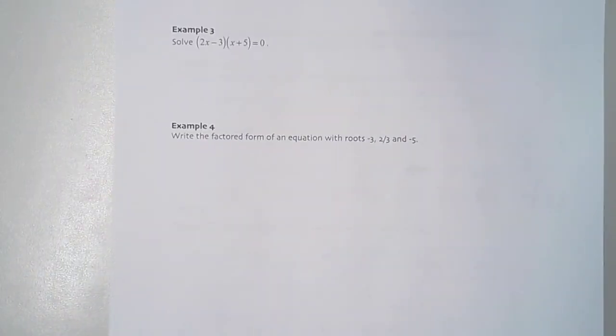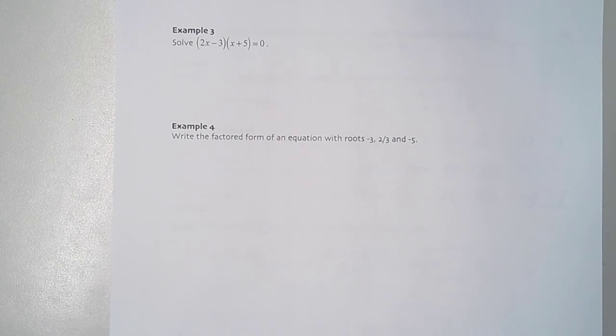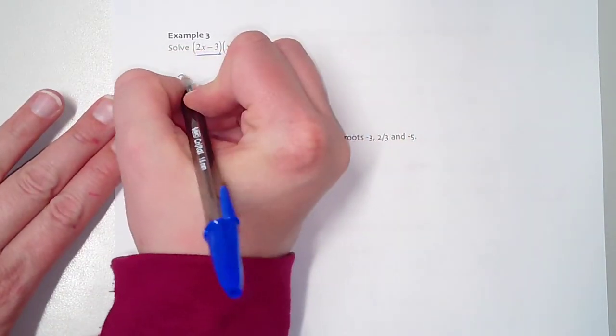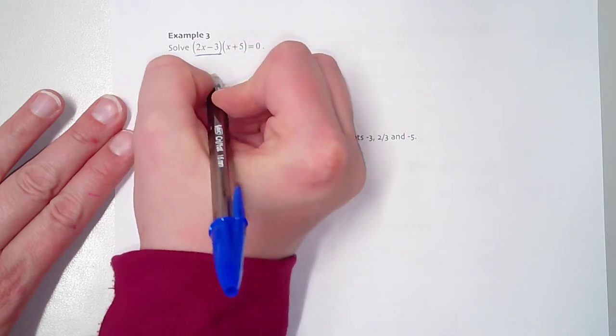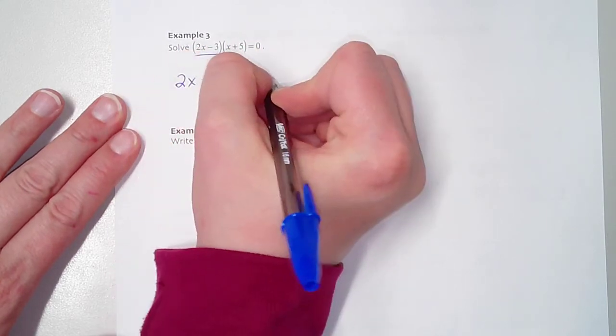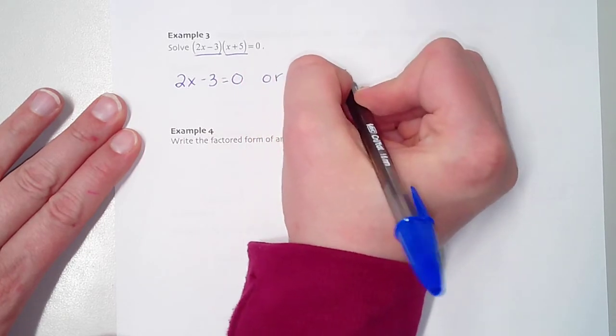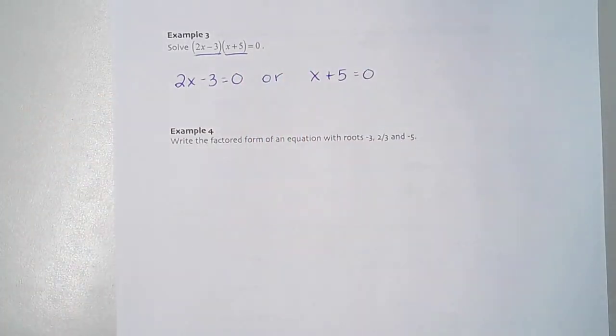So example 3, really, you should already know how to do. If I give you something times something equals 0, the only way to make that happen is to let this equal 0, or to let this equal 0. So then it's just a matter of solving those 2 things.